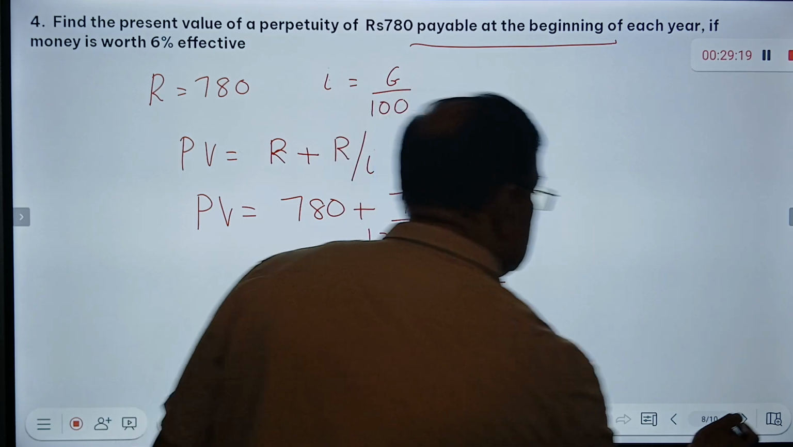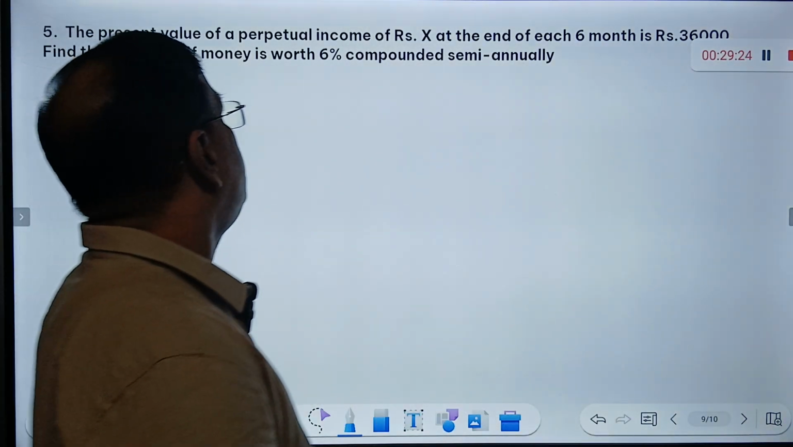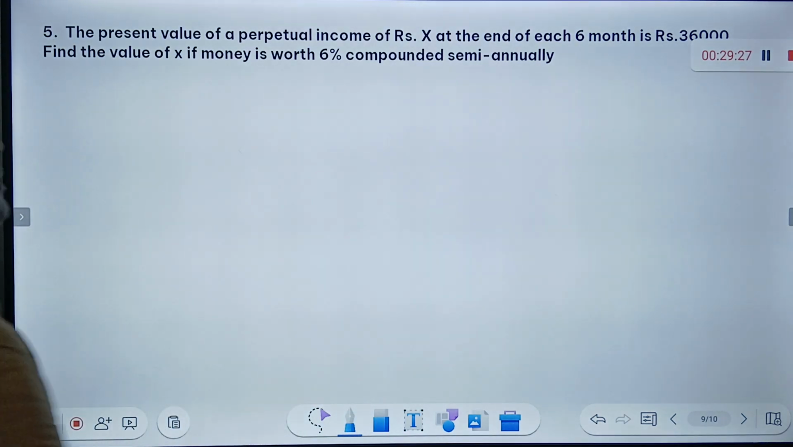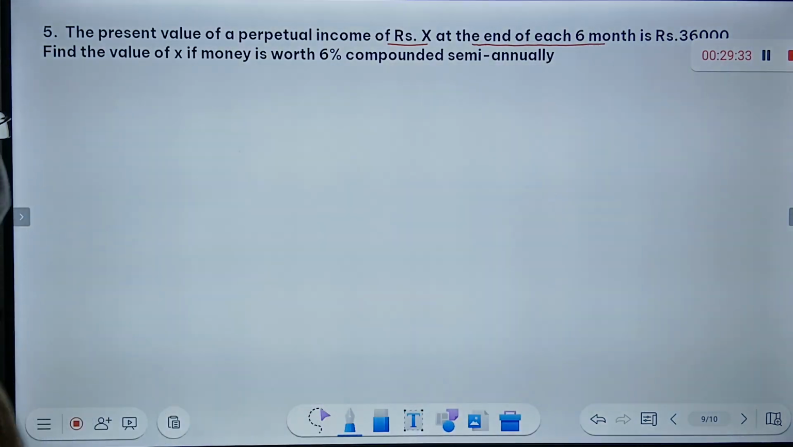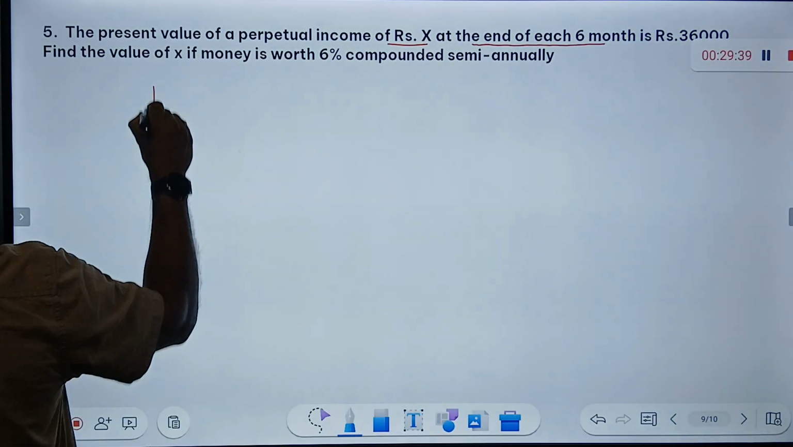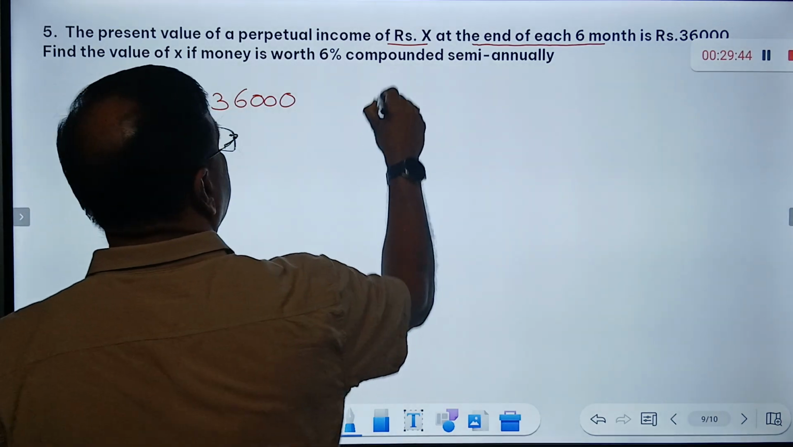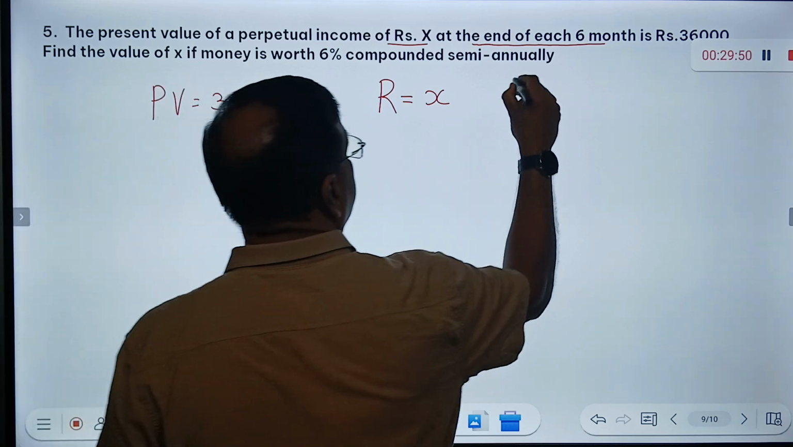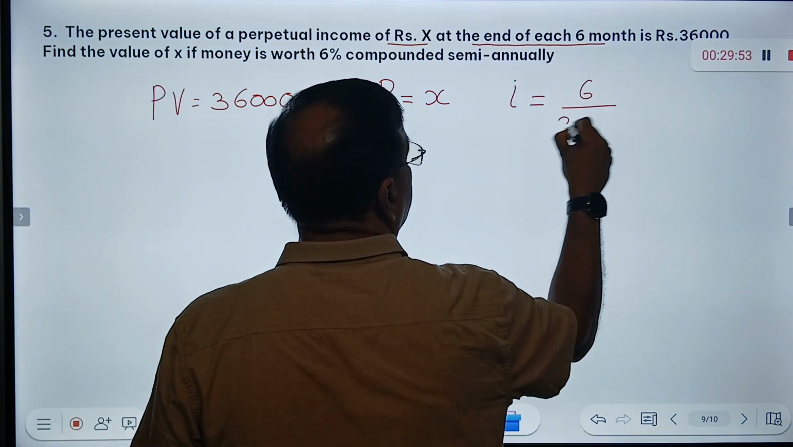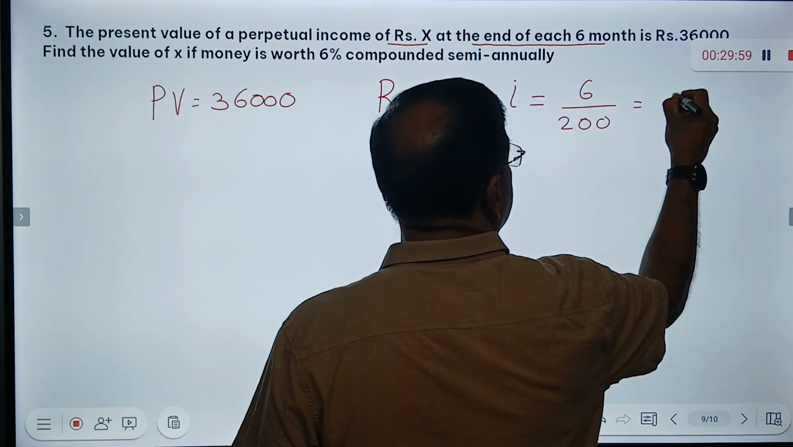Now we'll do the last question from perpetuity from your CBSE handbook. The present value of a perpetual income of rupees X at the end of each 6 months is rupees 36,000. I think it's very simple. So the present value is given. What is that? 36,000. And what is your periodic payment? I don't know, so I call it X. What is my rate of interest? 6 by 200. Why 200? Because it is semi-annually. So I divided by 2, which is 3 by 100.